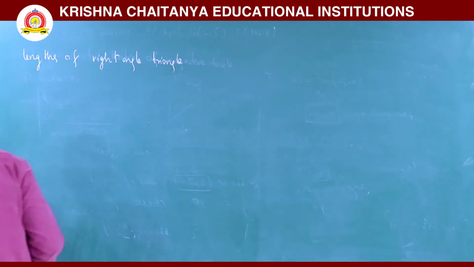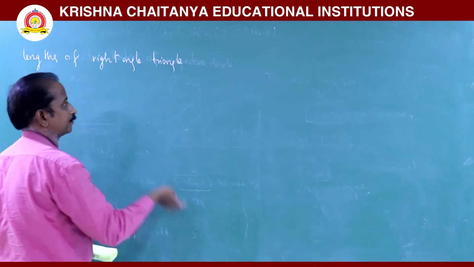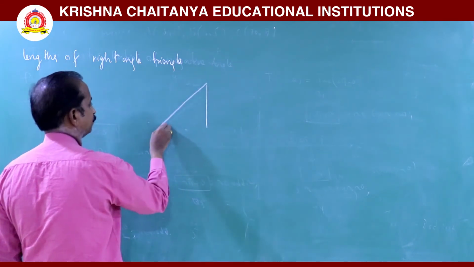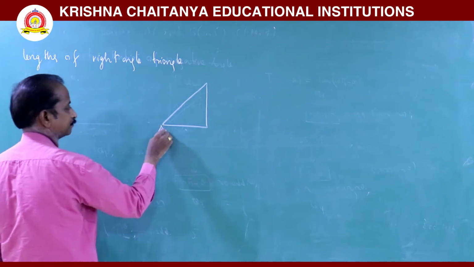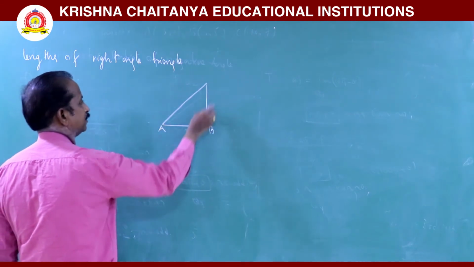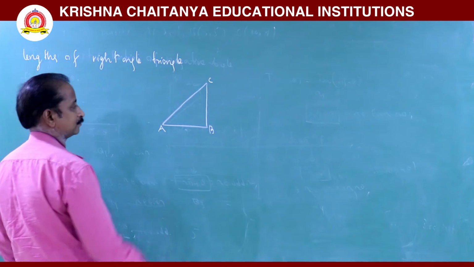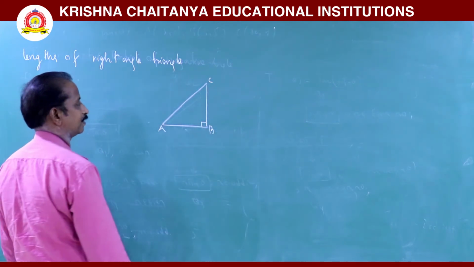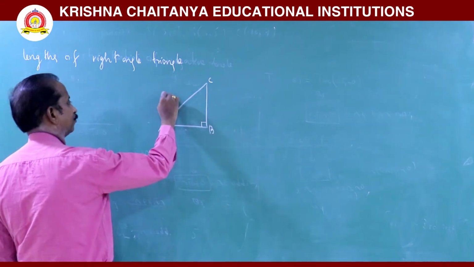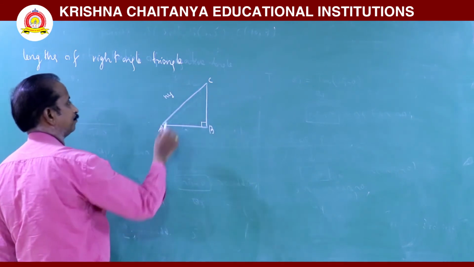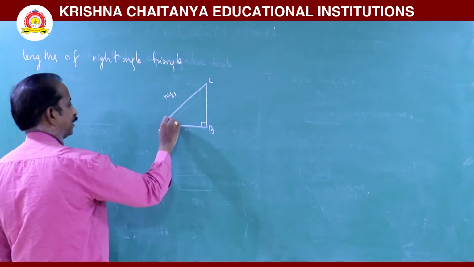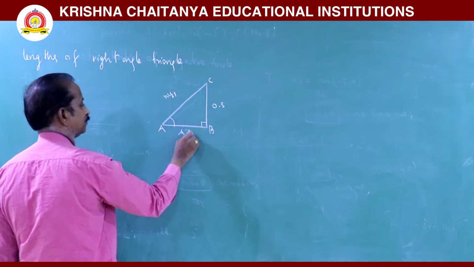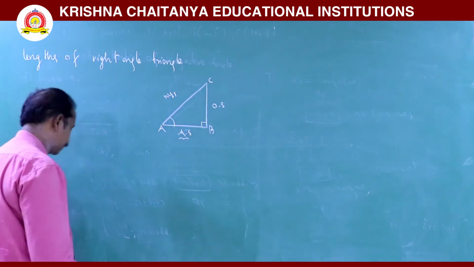We know the right angle triangle. Consider a right angle triangle named ABC. So, ABC is a right angle triangle. B is 90 degrees. The side opposite the right angle is the hypotenuse. The side opposite the angle is the opposite side, and the remaining one is the adjacent side.